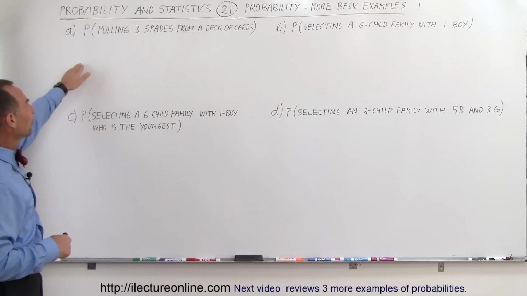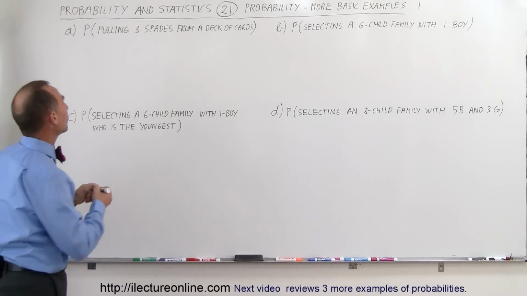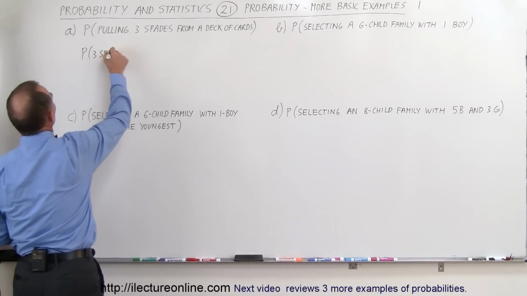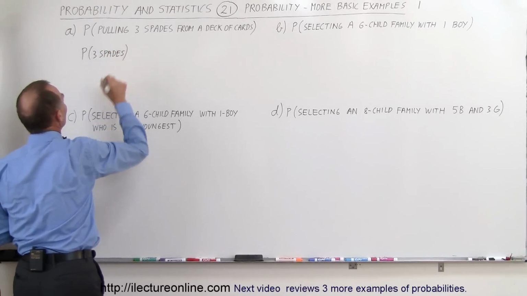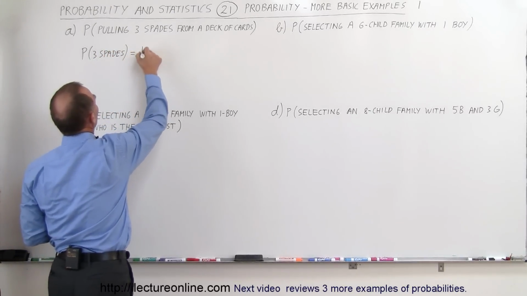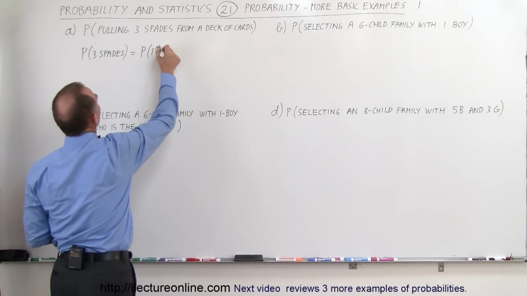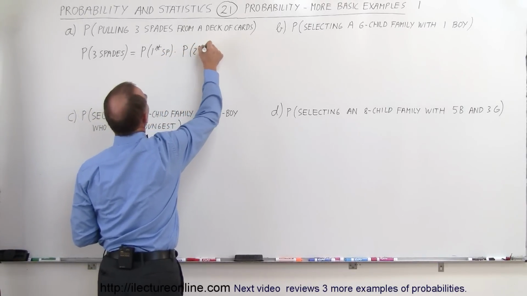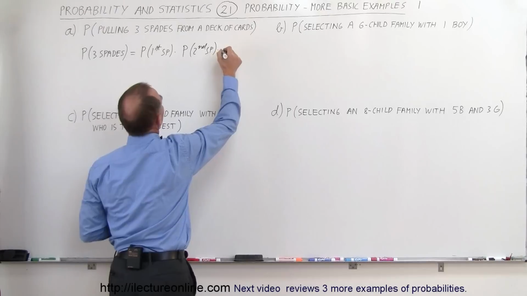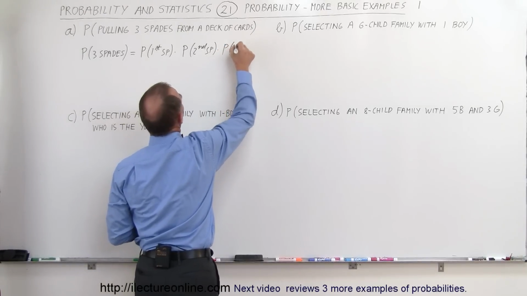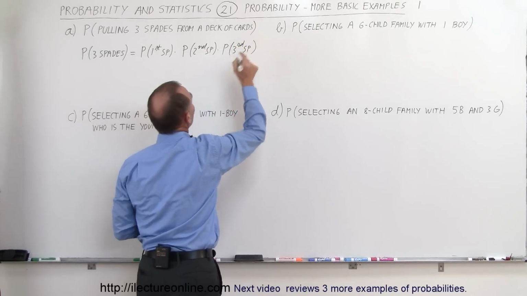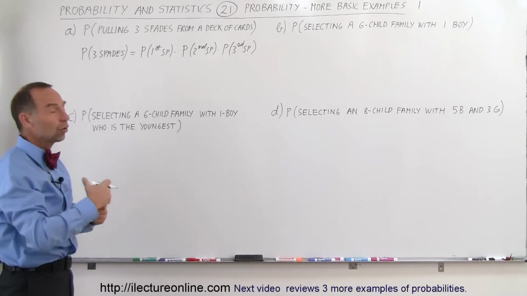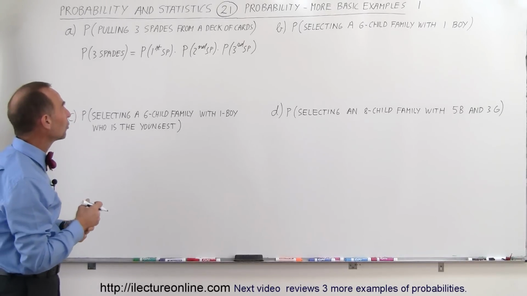All right, first of all, we want to find the probability of pulling three spades, and those are three events. So this is equal to the probability of getting the first spade multiplied times the probability of getting the second spade multiplied times the probability of getting the third spade. Now notice in this example, we're not putting the spades back in the deck, so we're not restoring the deck in each case, so the probability will change as the game goes along.